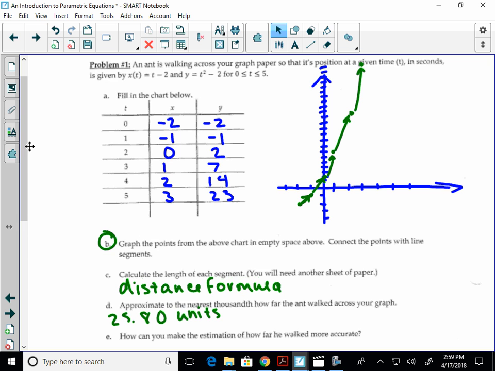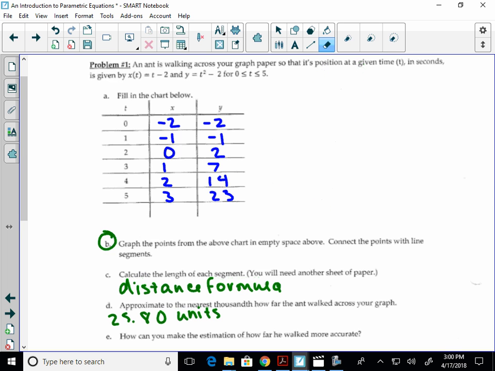Okay, Gavin said that this was a parabola. If you extended it, would it be a parabola? So this is what I want you to do. You see these two equations? You have x equals t minus 2, and you have y equals t squared minus 2. We can eliminate the parameter, and when we eliminate the parameter or get rid of t, we will have a rectangular equation, what we're used to.